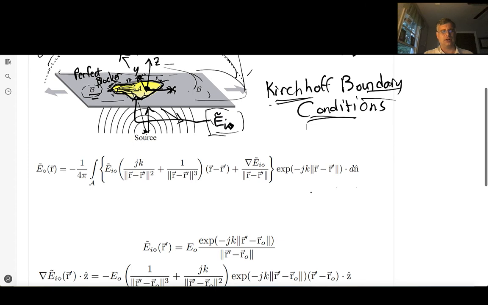Here's the integral theorem repeated, but in this case, we're only going to integrate over the aperture on the xy plane, aperture A. We're going to do that over x and y.